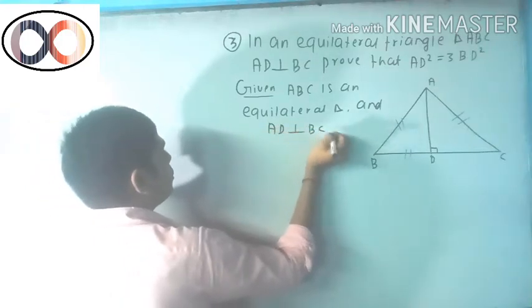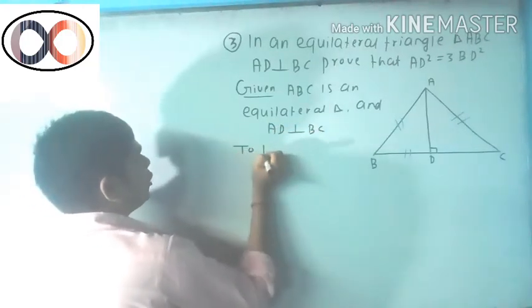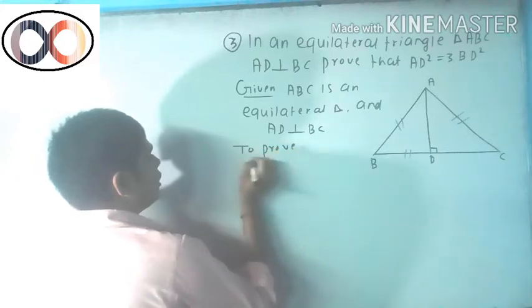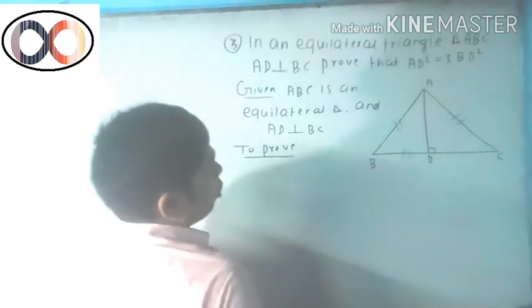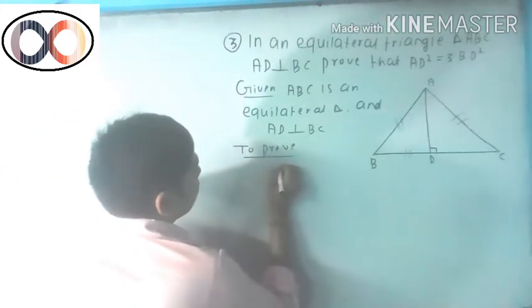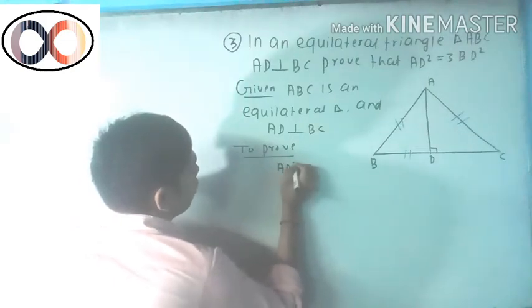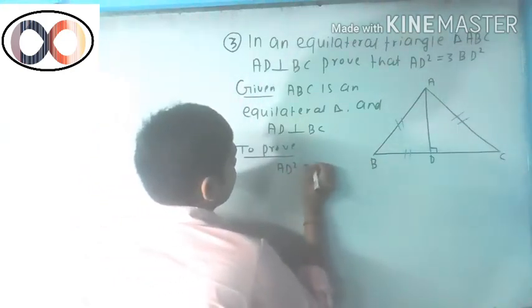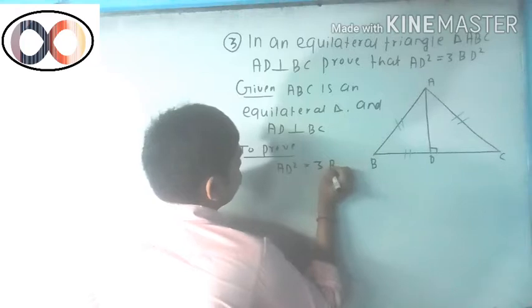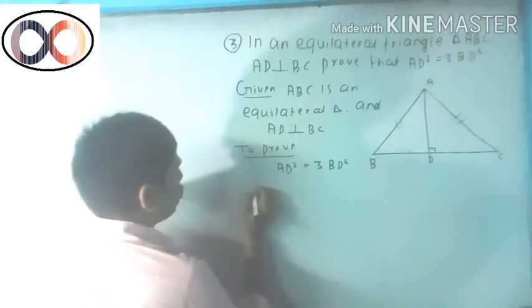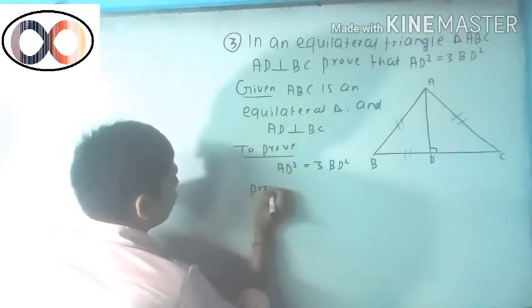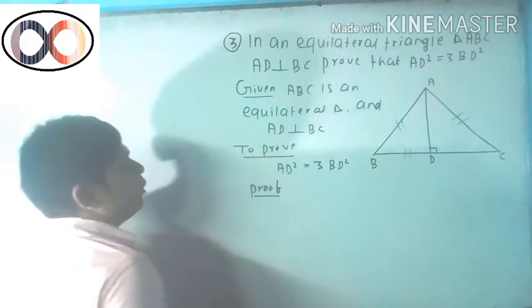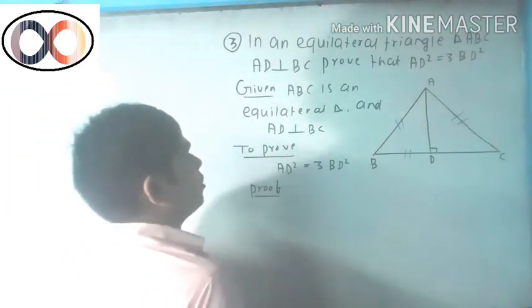AD perpendicular to BC. To prove, we need to prove here that AD square equals, AD square means altitude square, this is the altitude, equals 3 into BD square. So first of all, we will have to take the value of AD square.